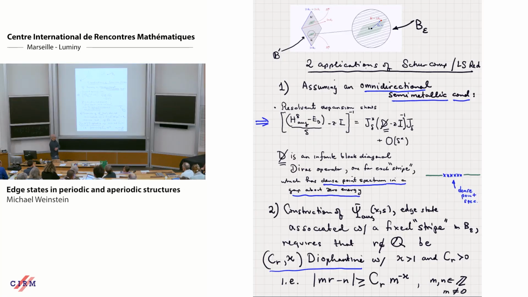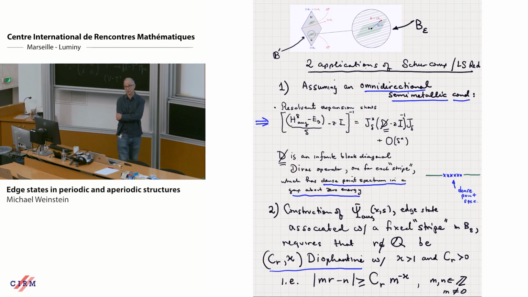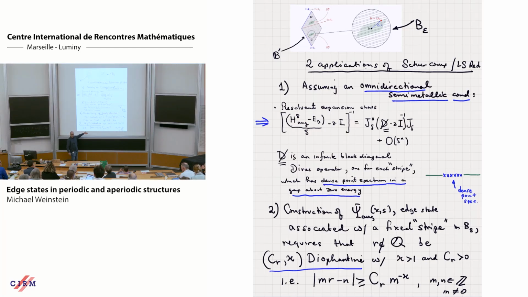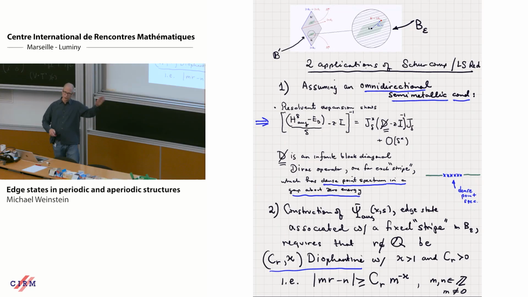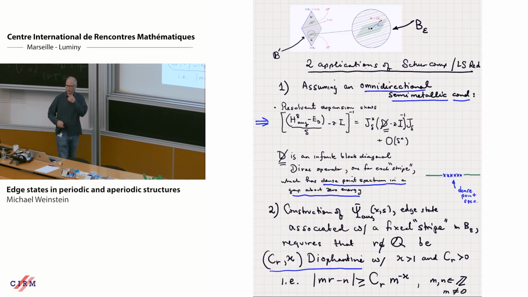Okay, so those are what are called Liouville numbers, and those are numbers which are very well approximated by rationals, and that's a more resonant situation. Think of it that way. This is a kind of non-resonance condition. This combination appears in a denominator. When you do this Schur complement reduction, you have to invert an operator.